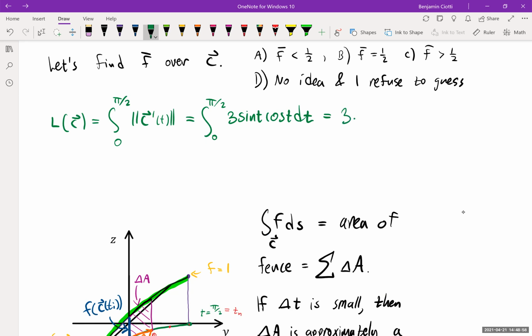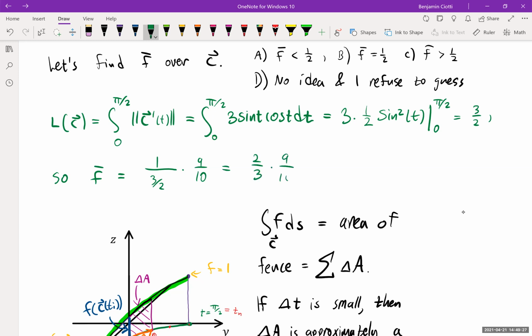It's 3 times 1/2 sine squared t from 0 to pi over 2, which is 3 over 2. So the average value of f will be 1 over 3 over 2 times 9 over 10. We get 3 over 5.